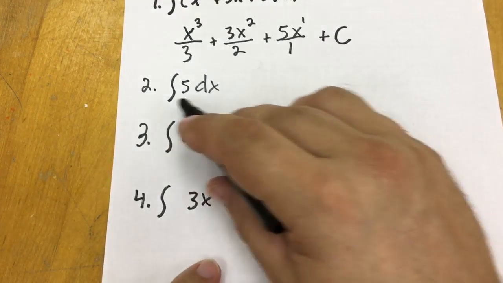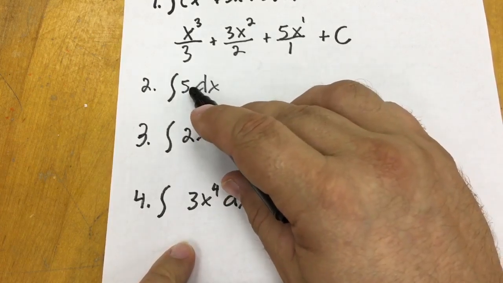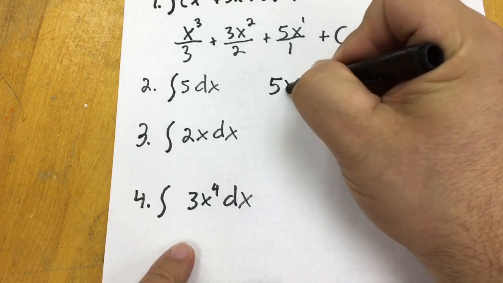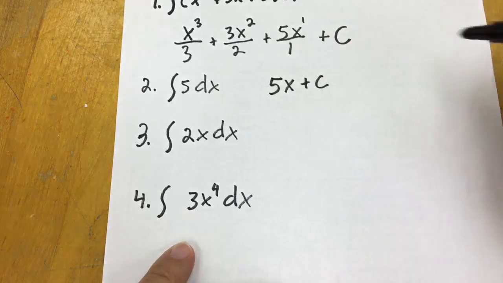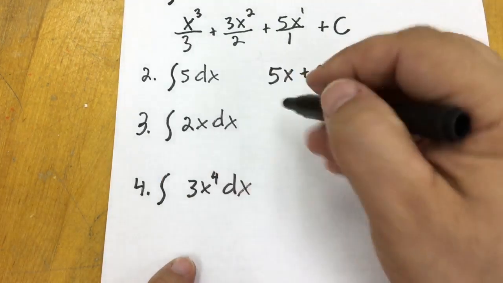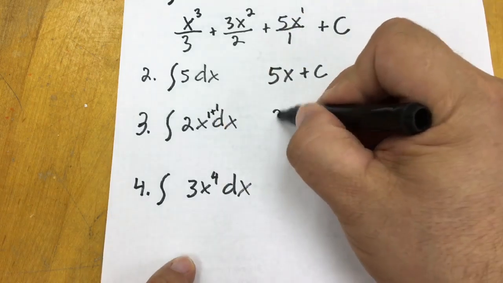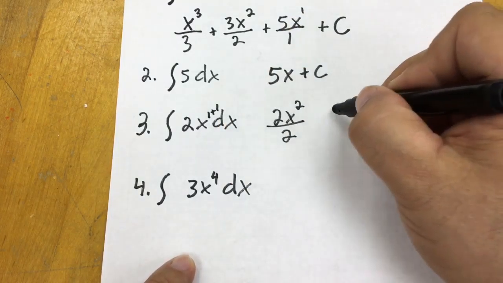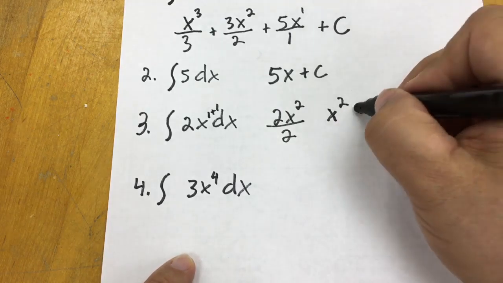I'm going to find an antiderivative of 5. Basically, it's 5x to the 0, so I add 1, so that's just going to give me 5x plus some constant number c. This one here, there's a hidden 1 up there, so I add 1, so that gives me 2x squared over 2. Notice that will simplify, and that's going to render just x squared plus c.